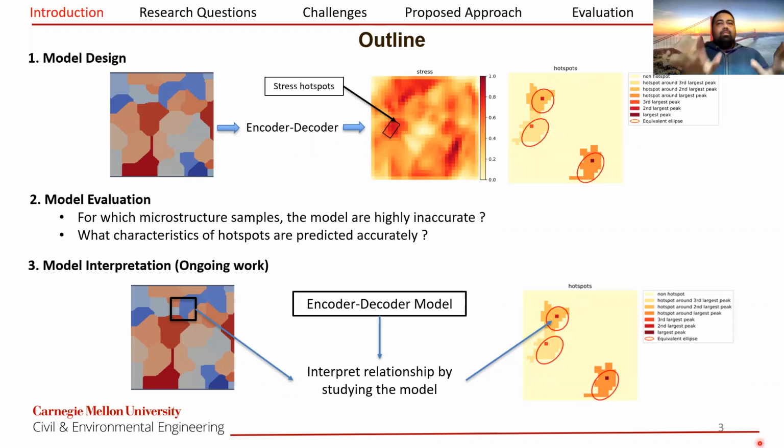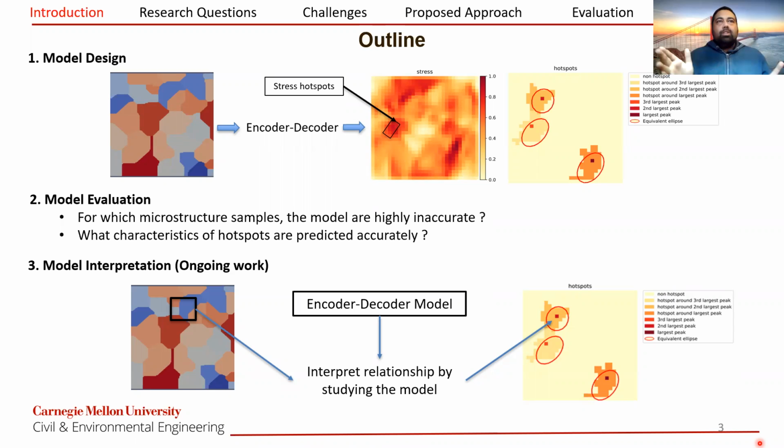My whole work is divided into three parts. First is the model design, where we use a deep learning based encoder-decoder model to predict the stresses, and from there we try to characterize these high stress regions, also called hotspots. Then once we train the model, we evaluate it by some different metrics, and we came up with some of our own intuitive metrics to understand what features of these hotspots are better.